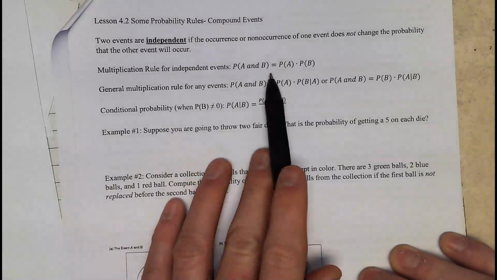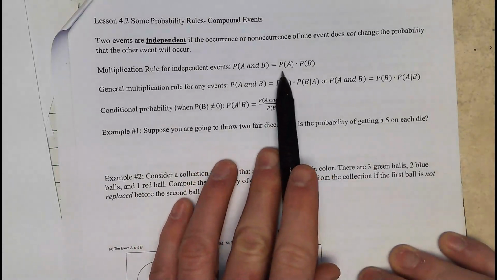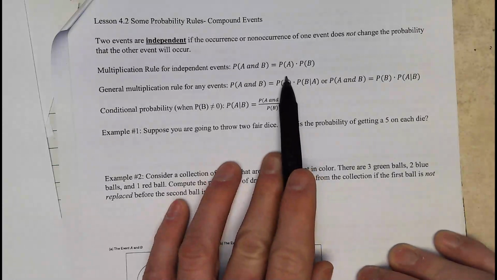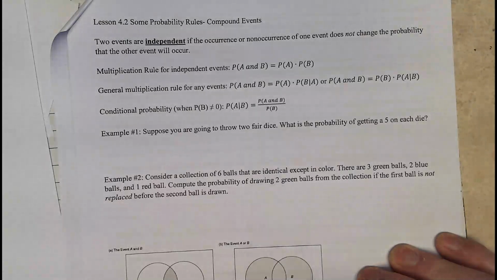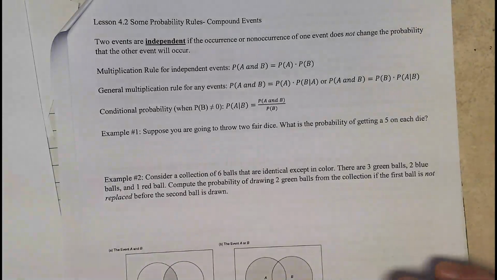There's a multiplication rule for events where you just multiply the outcomes together. We'll talk about that. You've got the general multiplication rule. We'll apply that on example 2, and then the conditional probability. We're going to apply that later on in the hour.